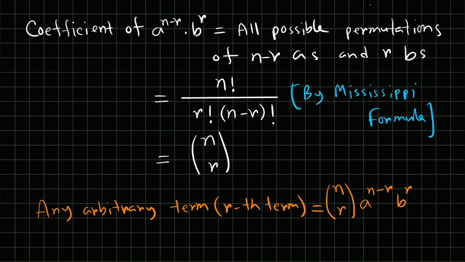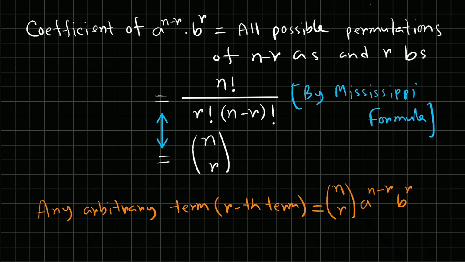Is it a coincidence that the number of possible permutations of a and b is exactly the same as the formula for the combination? Well, not really. In this case, the combination formula is a special case of the Mississippi formula. We can get the same coefficient using the idea of combination.